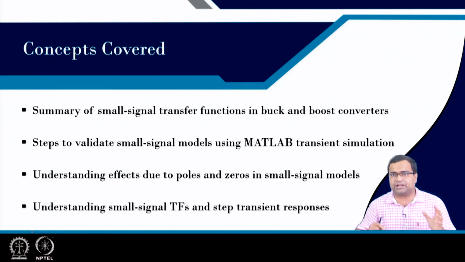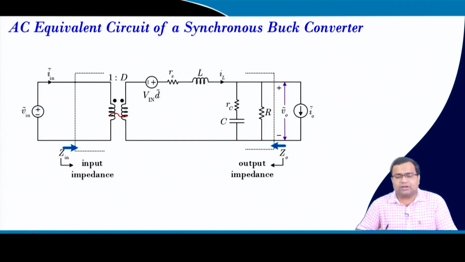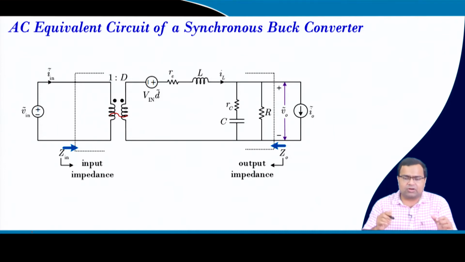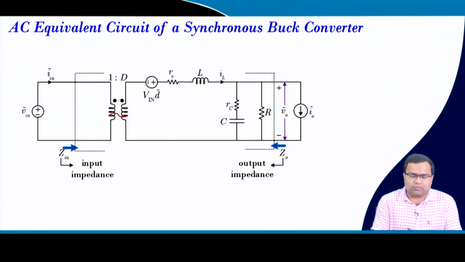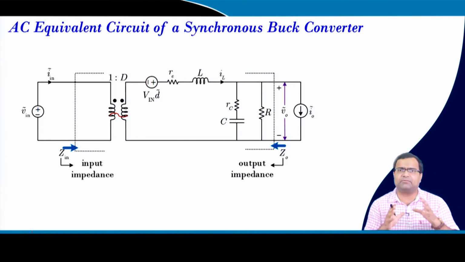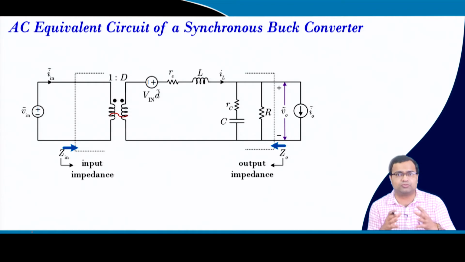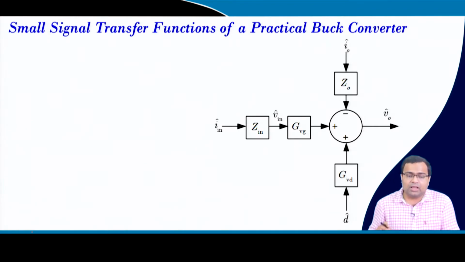And finally, understanding the small signal transfer function and step transient response. So if we recall, in maybe the past 2 or 3 lectures, we have derived the AC equivalent circuit of a practical buck converter, where in this circuit we can derive various transfer functions. We can derive input impedance, output impedance, audio susceptibility, and the control to output transfer function. So this is the small signal block diagram, and here we are interested in these particular terms.